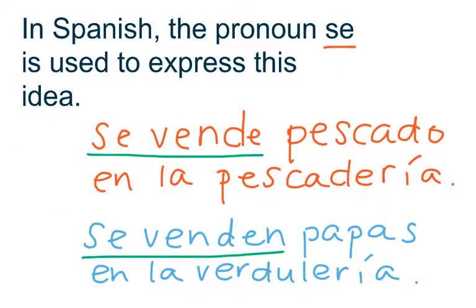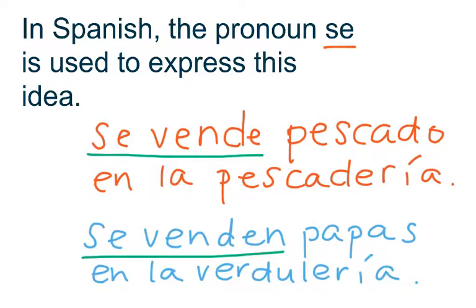In Spanish, the pronoun se is used to express this idea. So we would say something like, se vende pescado en la pescadería. So we put the verb, which is vende, vender, in the third person, which is the él or ella form, and we put a se in front of it. And that's how we say fish is sold in the fish shop, pescadería.